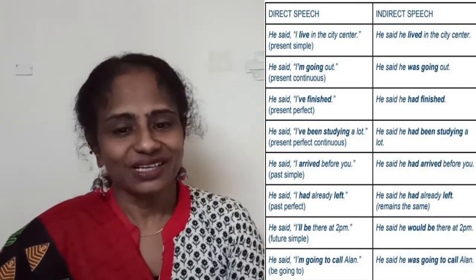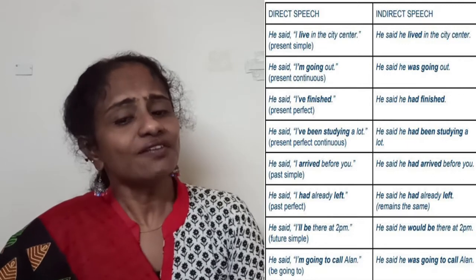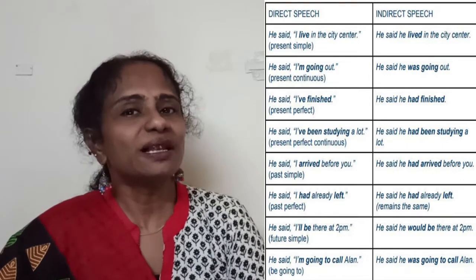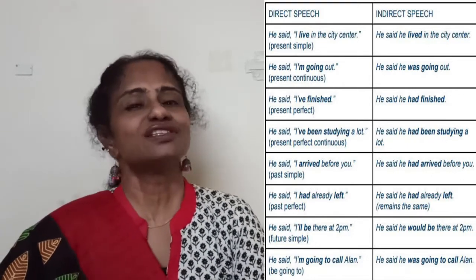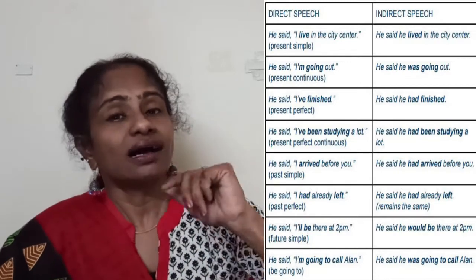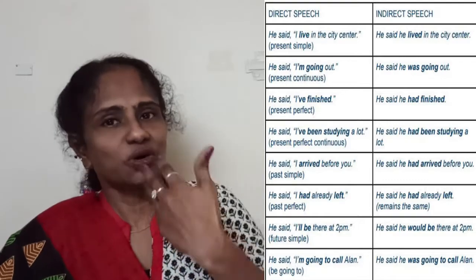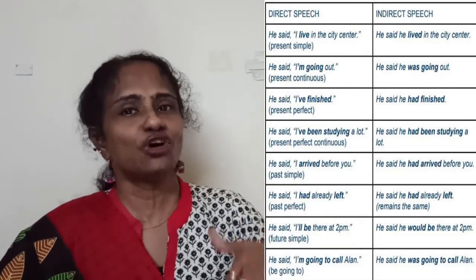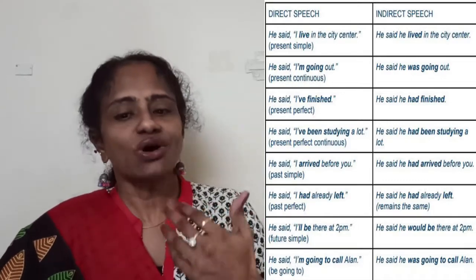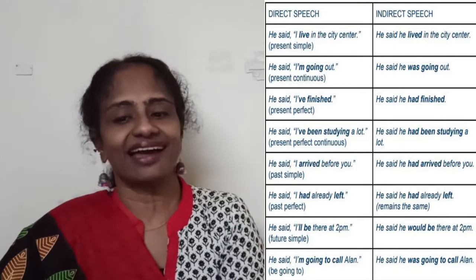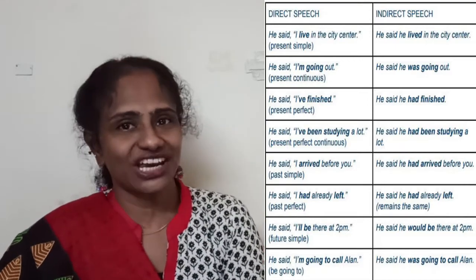Next, she said, "I will be there at 2 p.m." Will be there is what tense? It is future tense. How do all the will forms change? Will becomes would. Can becomes could, shall becomes should, will becomes would. So she said she would be there at 2 p.m. It will change like that.